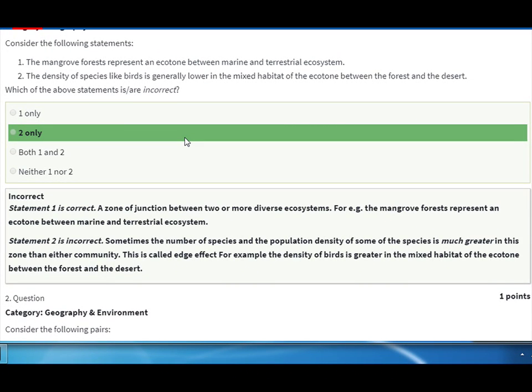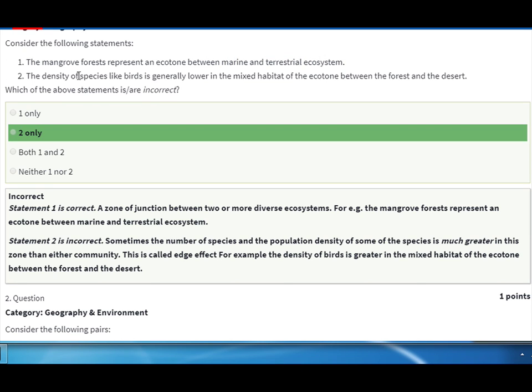So first question from the geography section. The first question: mangrove forest. The mangrove forest represents an ecotone between marine and terrestrial ecosystem. So it is correct. Mangrove forest represents an ecotone between marine and terrestrial ecosystem.